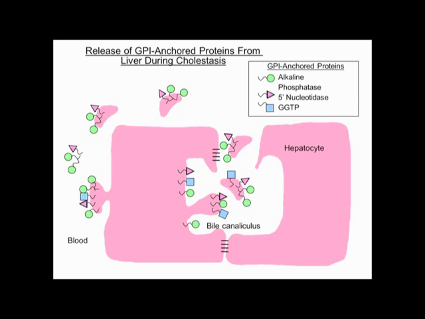So here's another picture of our two hepatocytes. The alkaline phosphatase and these other GPI-anchored proteins like 5' nucleotidase and gamma-glutamyl transpeptidase are on the apical membrane, but they get solubilized off, they get amplified, and they go out into the blood either as single enzymes or attached to bits of membrane.